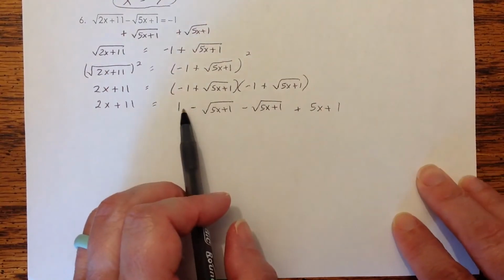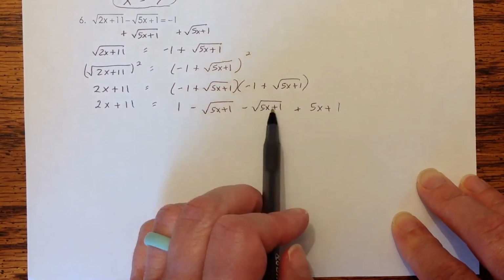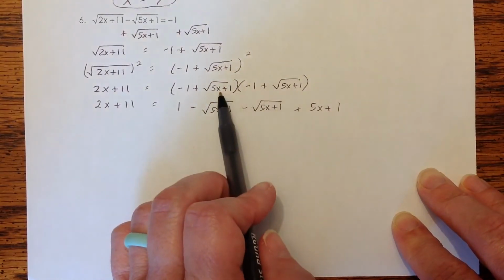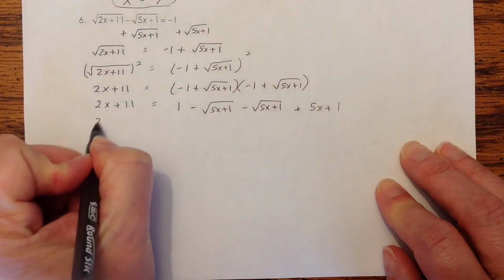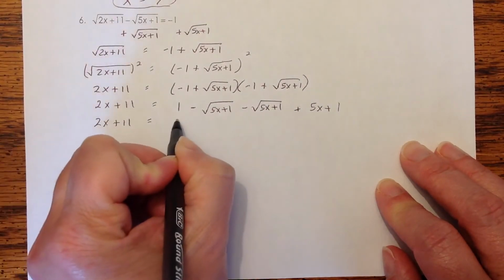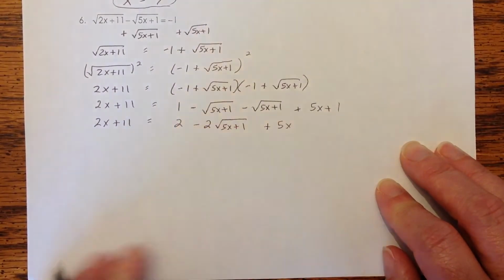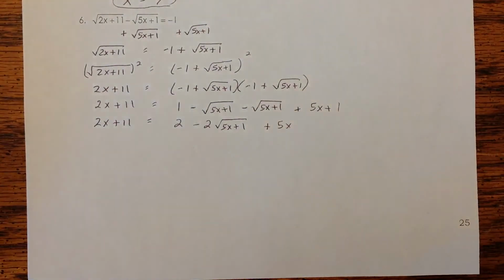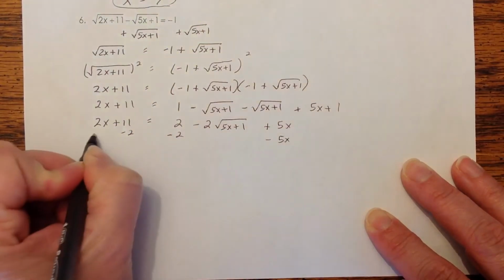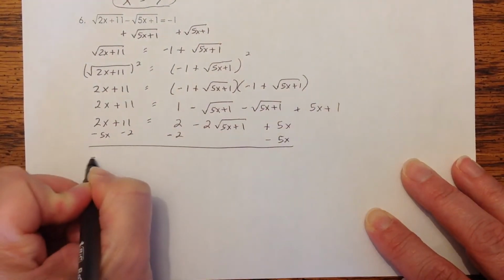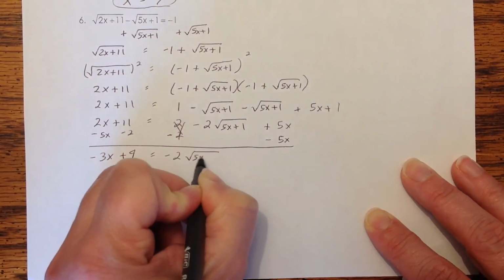So negative 1 times negative 1 is 1. Negative 1 times this radical is negative that radical. The inside FOIL is identical to that. And then the square root times itself knocks out the square roots. Now we need to combine like terms. So we get 2x plus 11 equals 2 minus 2 square roots of 5x plus 1 plus 5x. We still have a radical remaining, so we need to isolate. So I'm going to subtract my 2, and I'm going to subtract my 5x. So we get negative 3x plus 9 equals negative 2 square roots of 5x plus 1.